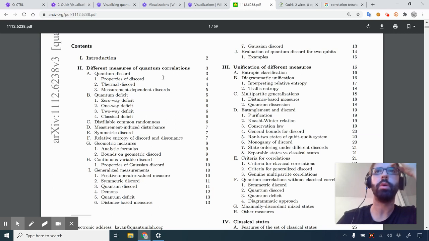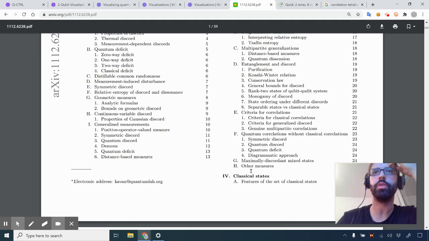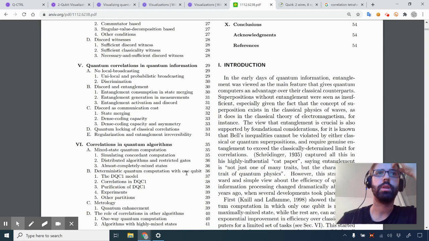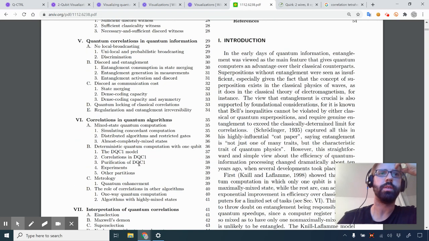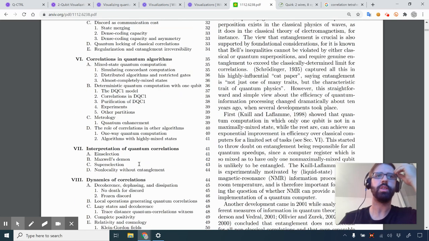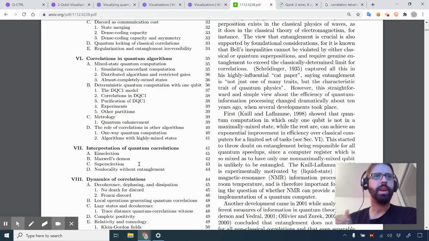An introduction is a separate point. Okay, this unification of different measures, quantum correlations in quantum information. In quantum algorithms. That's nice. Interpretation of quantum correlations. That's probably the more fluffy stuff. Ein selection, Maxwell's demon, super selection, non-locality without entanglement.